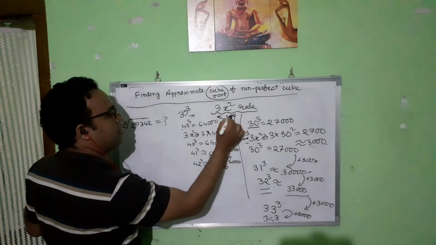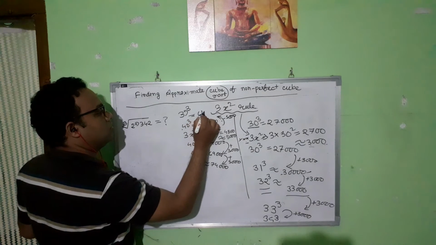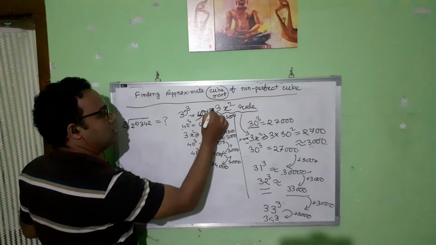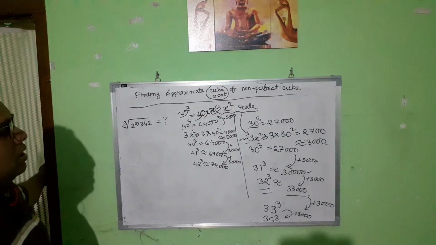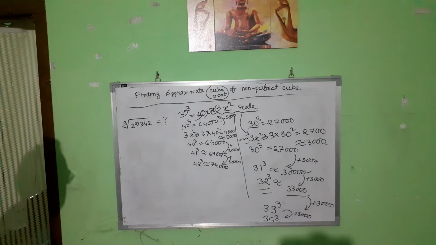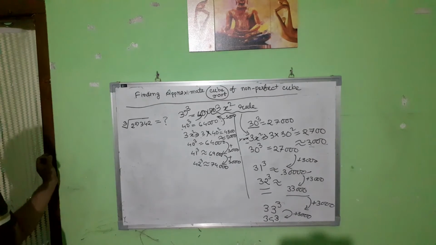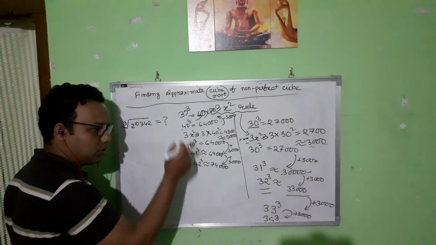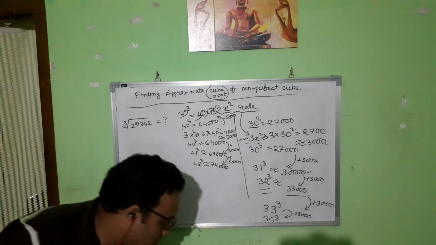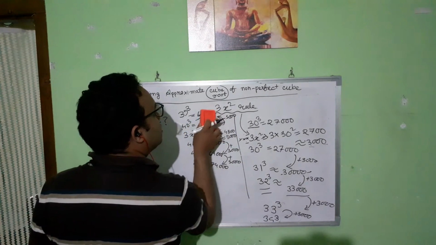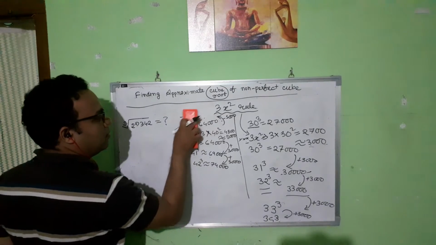If I subtract 5,000, suppose I will get 59,000, right? 59,000 will be really closer to 39 cube. So the reverse is also possible. So let us discuss this specific example and try to apply this 3x squared rule in this particular problem. Alright, I am rewriting this because this looks a little bit messy.